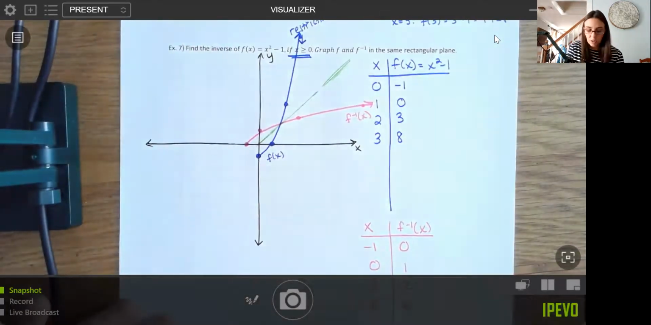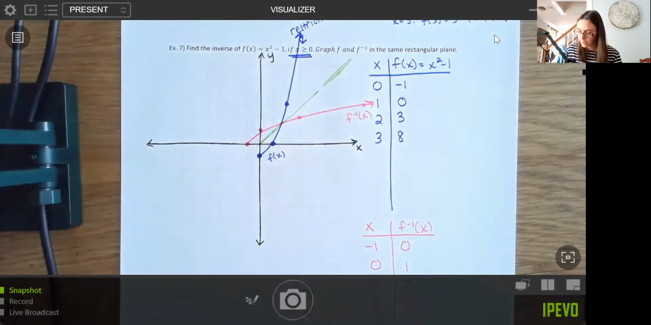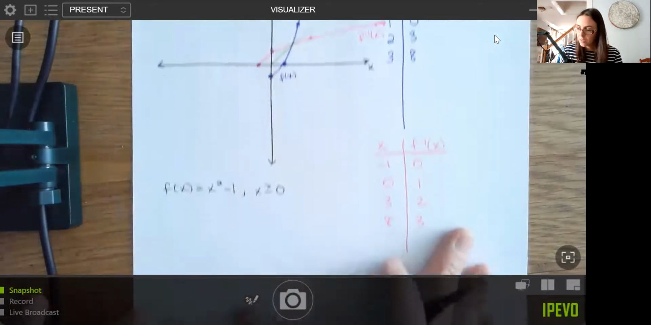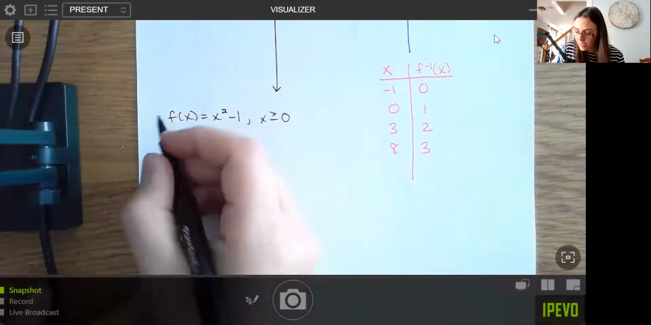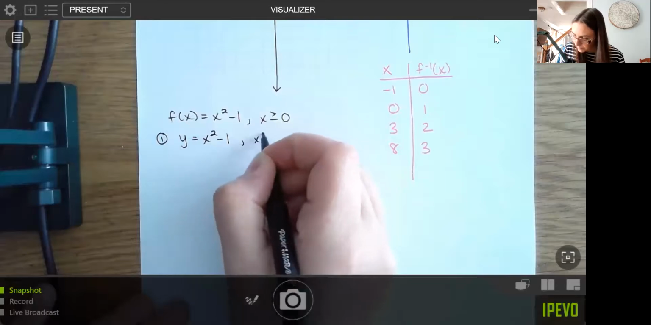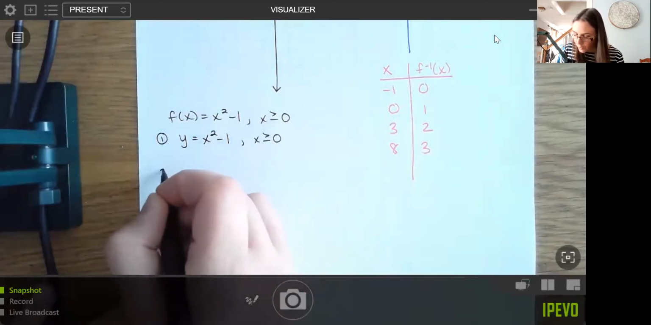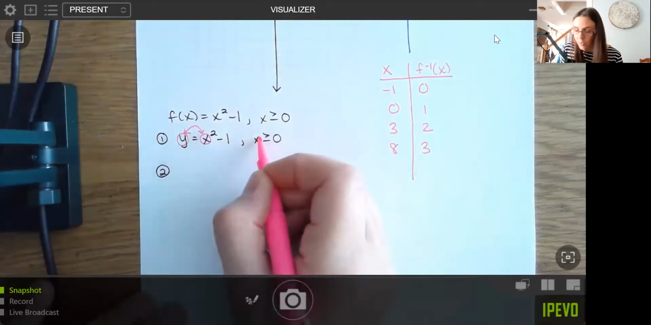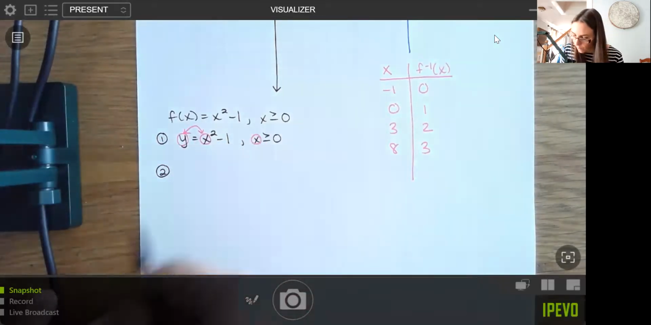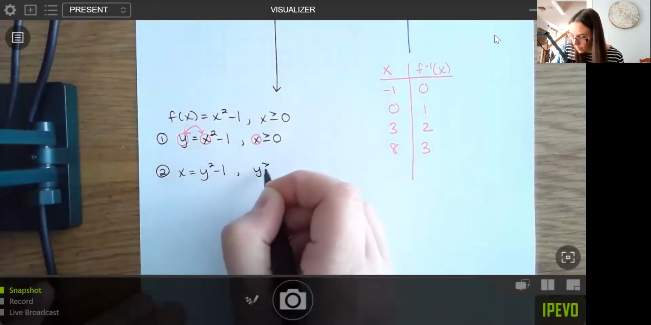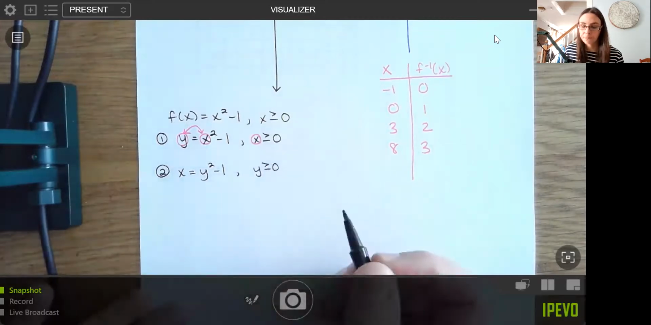Now let's go ahead and find the equation to go with it. All right, so I'm just going to rewrite my original function and then move down so we can see some work. So remember, your first step is to replace the f of x with y. And then I'm also going to swap. Remember, those x's and those y's are going to swap, and I can swap here too. So I end up with x equals y squared minus 1, and y has to be greater than or equal to 0. So I swap out the restriction as well.